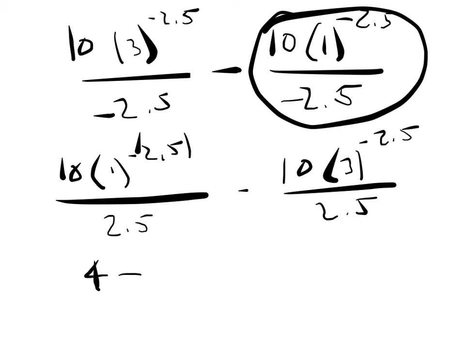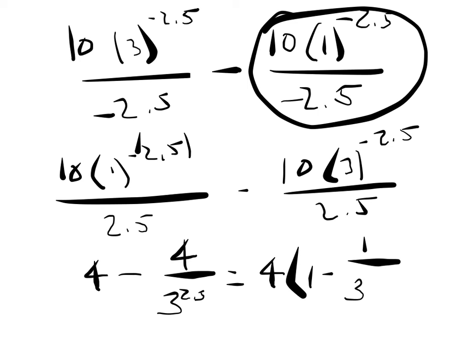And then again, the 2.5 goes into 10 4 times, and in the top we'd have a 4, and in the bottom we'd have a 3 raised to the positive 2.5. Which, I mean, this could be written a little more nicely by going 4 times 1 minus 1 over 3 raised to the 5 halves. That's what 2.5 is. Of course, that could be evaluated exactly a little more closely by getting a common denominator.